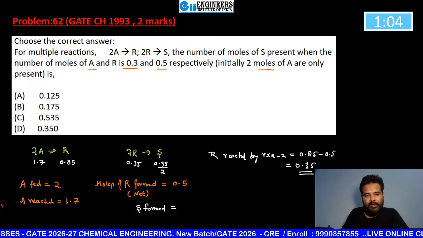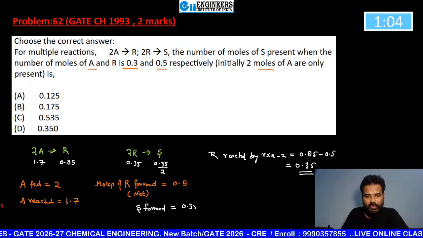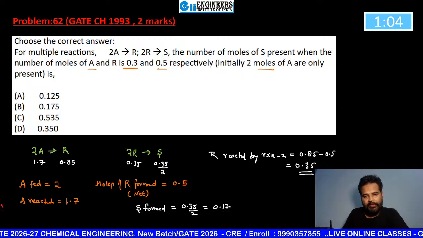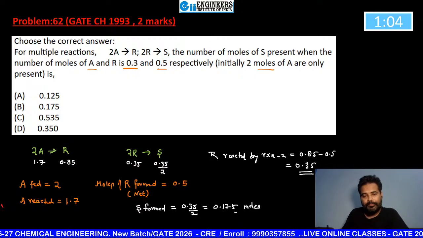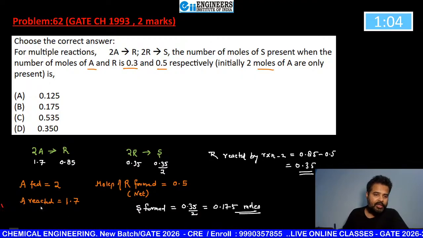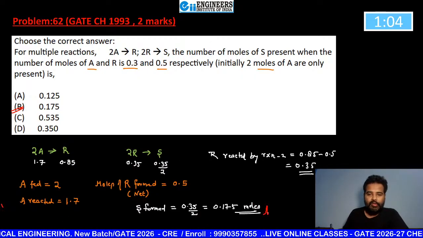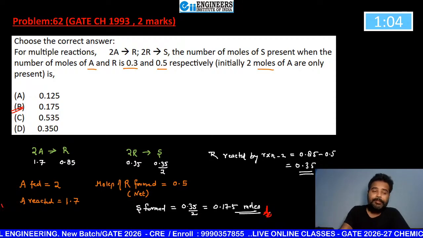As formed will be 0.35 by 2. After solving it will come, beta, 0.175. Tell me, beta, everyone please. Is it crystal clear to all of you? Can we proceed, my dear students? No doubts now, very easy.